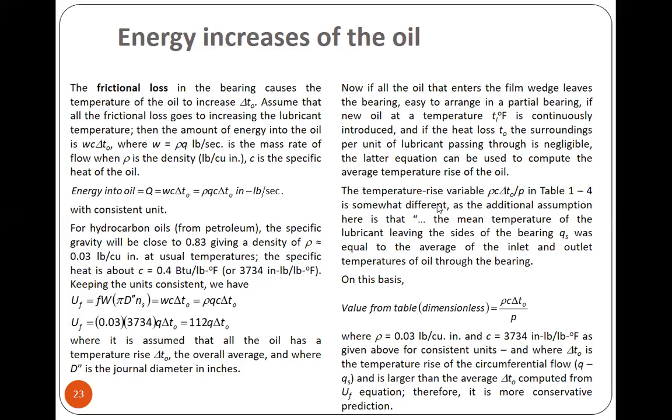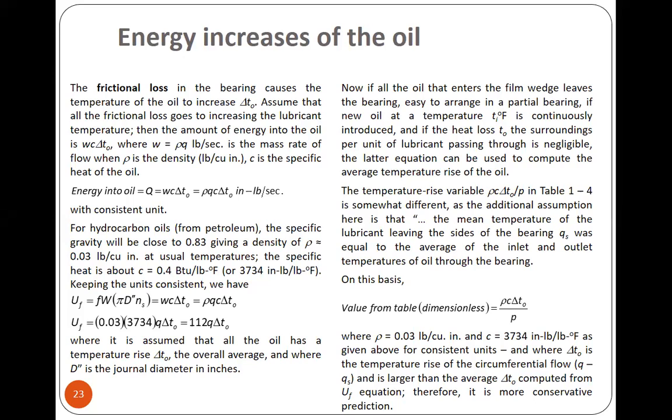The temperature rise variable rho C delta T sub O over P in tables 1 to 4 is somewhat different, as the additional assumption here is that the mean temperature of the lubricant leaving the sides of the bearing, Q sub S, was equal to the average of the inlet and outlet temperatures of oil to the bearing.